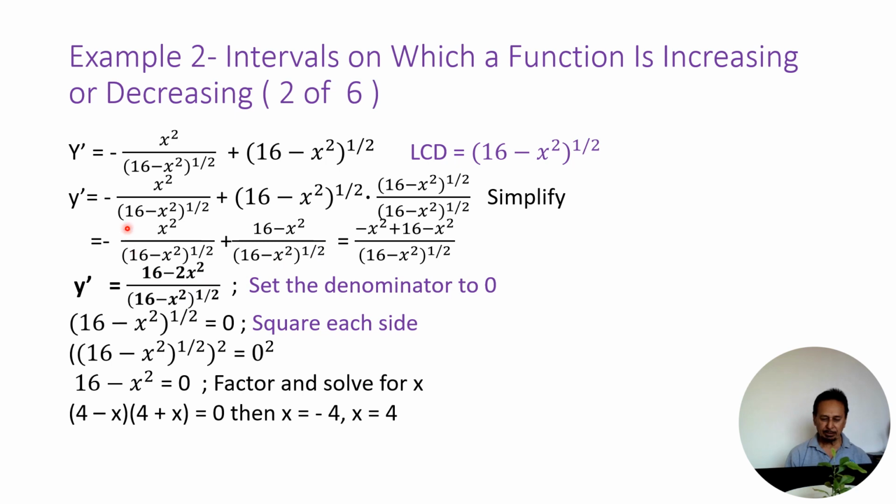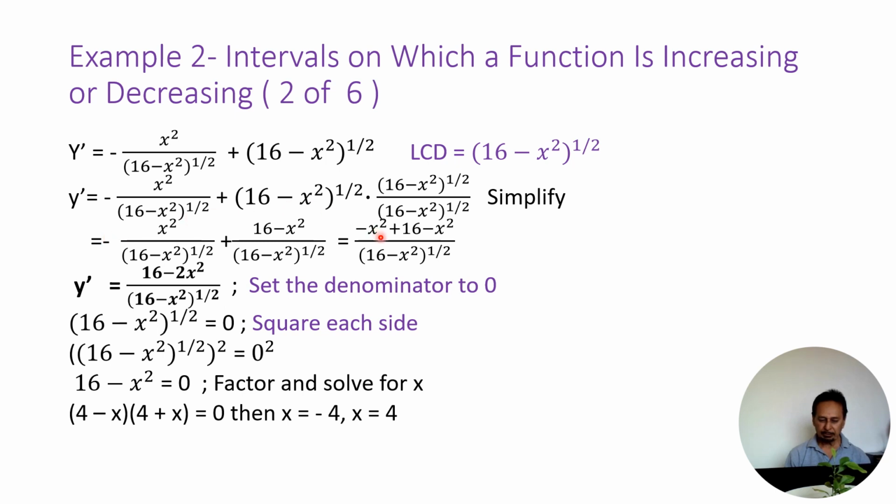Now we simplify. Well, we just copy this down, minus x squared over (16 minus x squared) to the 1/2, plus we multiply these two. See, we're using the product rule of exponentials, same bases, so we add the powers. 1/2 plus 1/2 is 1, so this becomes 16 minus x squared over (16 minus x squared) to the 1/2. We have the same denominators now, so we write the denominator and we add the numerators.